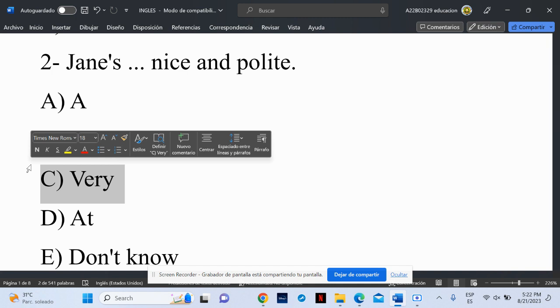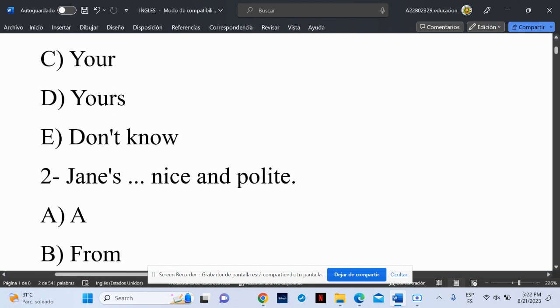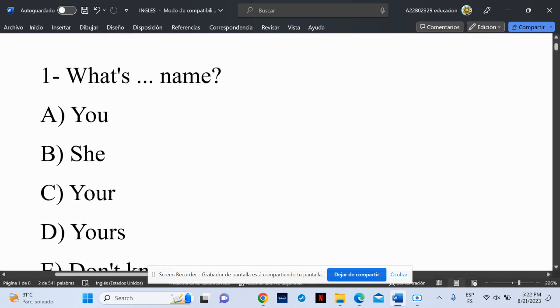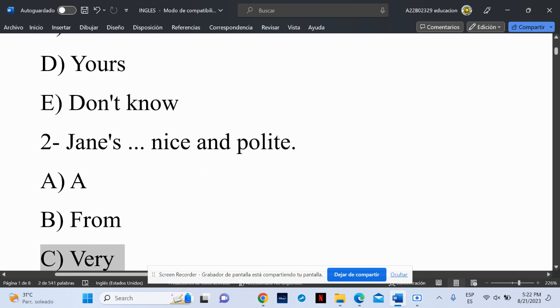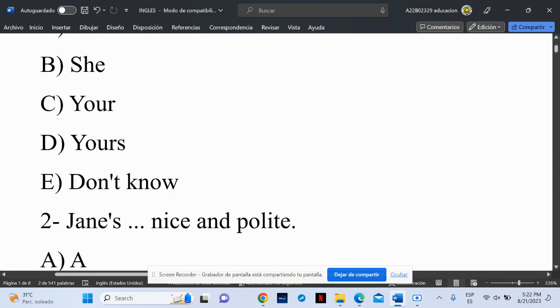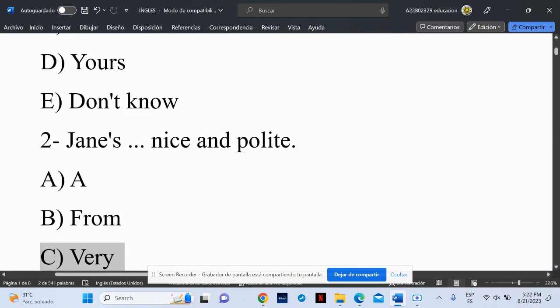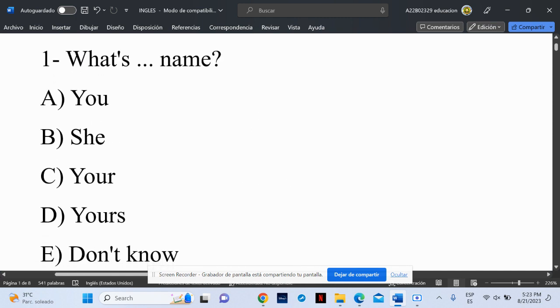Si te das cuenta, la diferencia de la uno y la 2 es que the first one is a question and the second one is a sentence. O sea, la primera es una pregunta y la segunda es una oración. As you can see, when we have a sentence, the sentence finally ends with a period. Y cuando tenemos una pregunta, la pregunta va a terminar con un signo de interrogación.